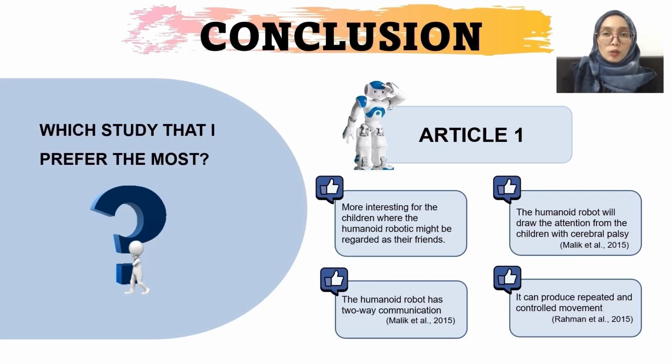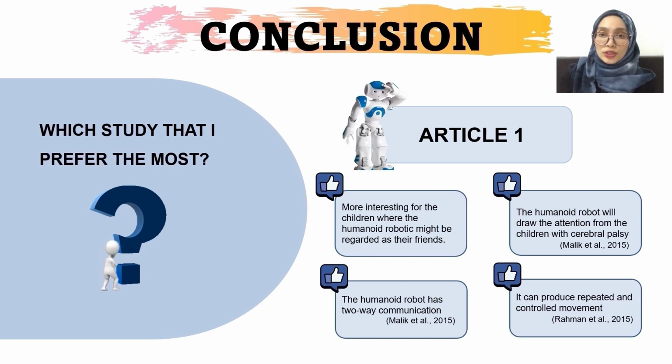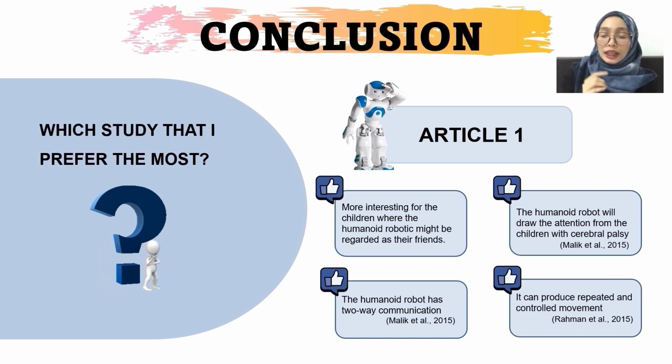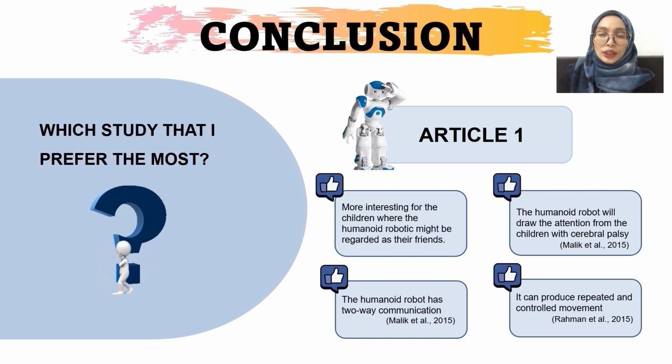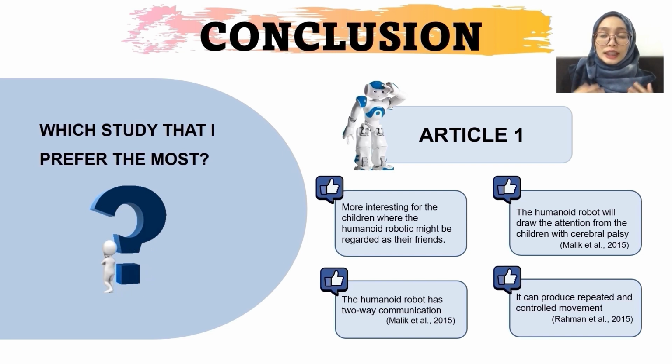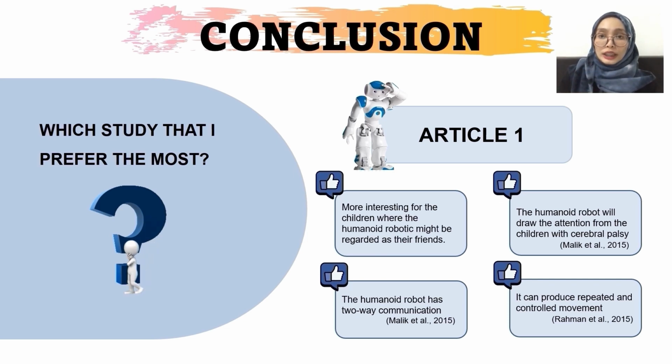In conclusion, which study do I prefer the most? I chose Article 1. This is because the humanoid robot is more interesting for the children, where the humanoid robot might be regarded as their friend, because the robot was tall, about 58 cm, like a child. Next, the humanoid robot will draw the attention of children with cerebral palsy. Then, the humanoid robot has two-way communication, where the robot can talk and give feedback to interact with the child.